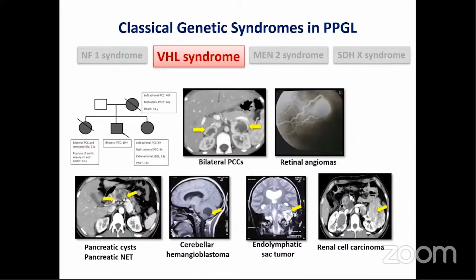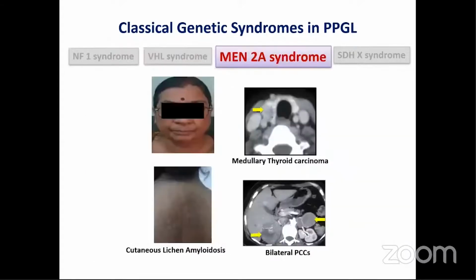The second one, the von Hippel-Lindau syndrome, is one of the very important syndromes because it will have several associated features: retinal angiomas, pancreatic cysts and pancreatic neuroendocrine tumors, cerebellar hemangioblastomas, even rarely endolymphatic sac tumor, and also renal cell carcinoma, typically clear cell renal carcinoma. If you look at the behavior of Pheo in VHL, they're typically bilateral adrenal, often associated with multifocality, where there is an associated abdominal sympathetic PGL, whereas parasympathetic paragangliomas are pretty rare in VHL syndrome.